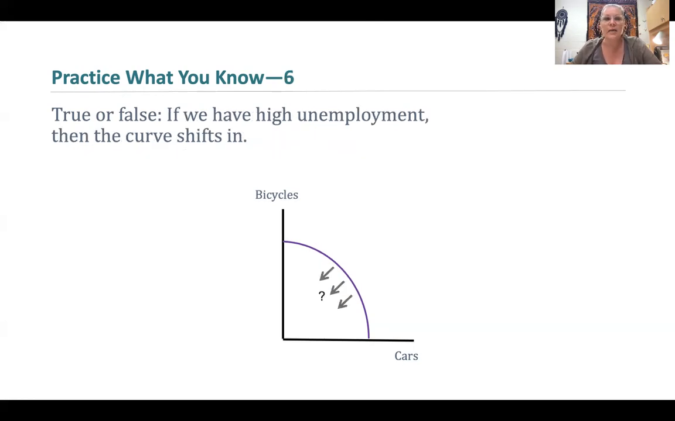If we have high unemployment, then the curve shifts in. This is false. The curve would not move because the curve represents possibilities. It represents what we are able to produce if we're utilizing all of our resources. Unemployment is an example where we're not fully utilizing all of the resources available to us. So this would simply be represented by a point living inside of the existing PPF.